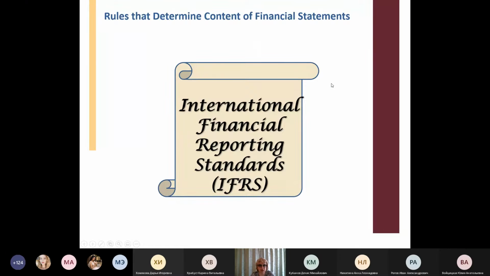Of course, there is a question. When we prepare financial statements, what rules should we follow? What are the requirements? What is the regulation for preparing financial statements? We call such rules, principles, requirements, and short statements accounting reporting standards, or accounting standards, or reporting standards.